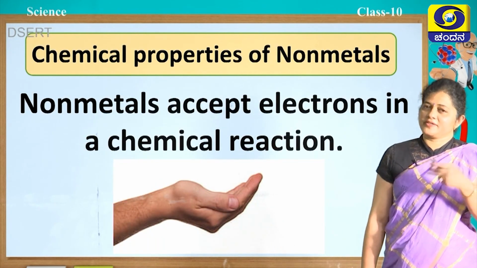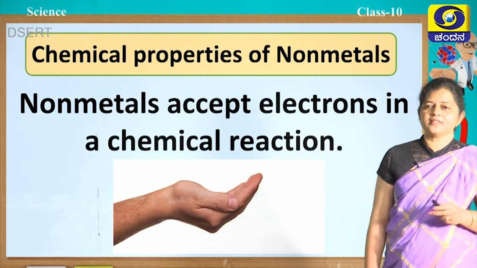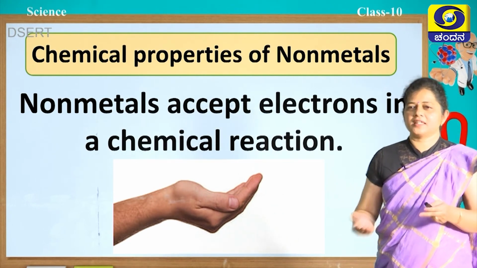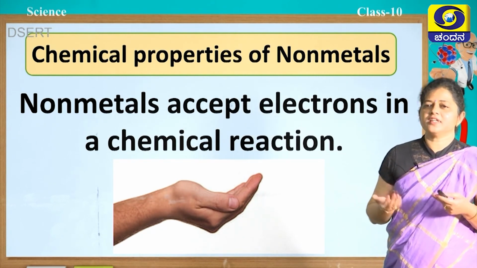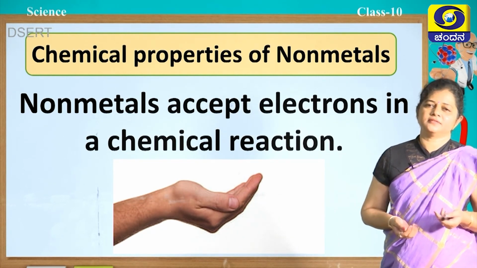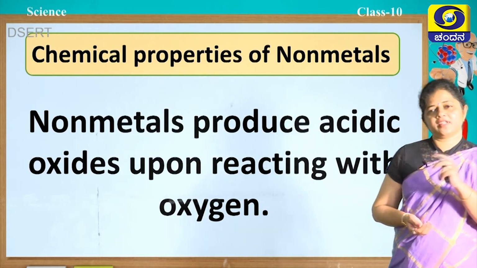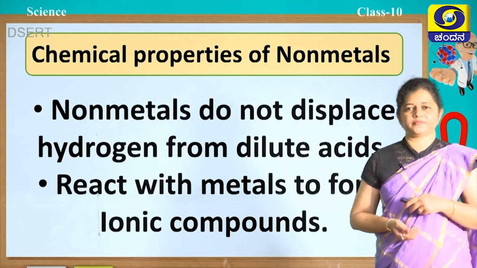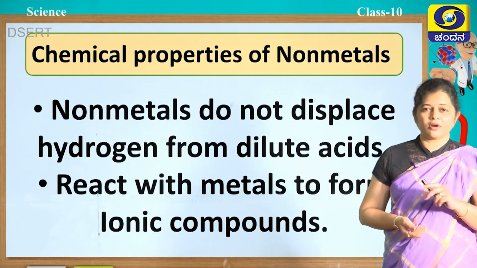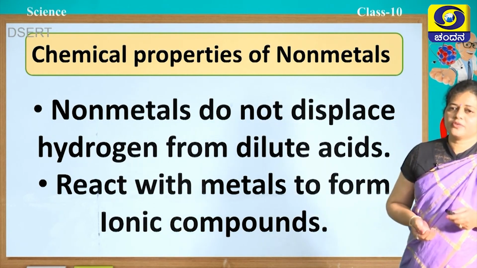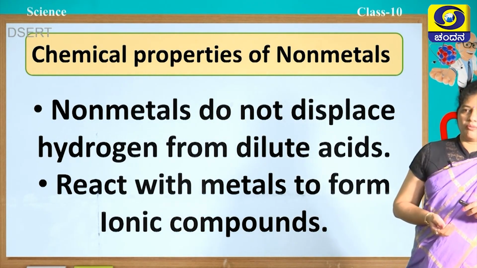And now let us see a few chemical properties of nonmetals. Nonmetals are generally electron acceptors. They accept electrons in a chemical reaction. Nonmetals produce acidic oxides when they react with oxygen. Nonmetals do not displace hydrogen from dilute acids. They react with metals to form ionic compounds.